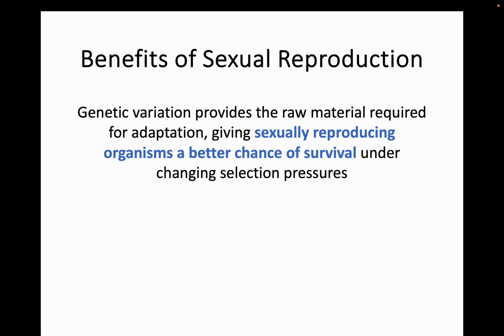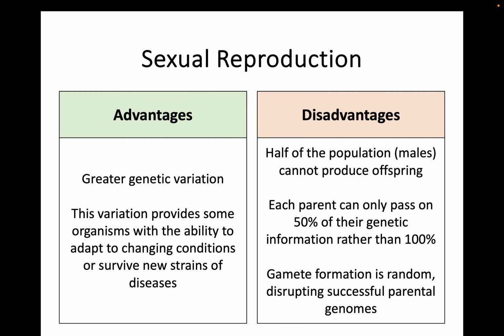So that means that sexually reproducing organisms have a better chance of survival under changing selection pressures. They have more variation, they have more chances to have alleles that are going to be favourable under these conditions, rather than an asexual population that just needs to deal with it. They might have good genes and survive, or they might have bad genes and just have no chance and all get wiped out.